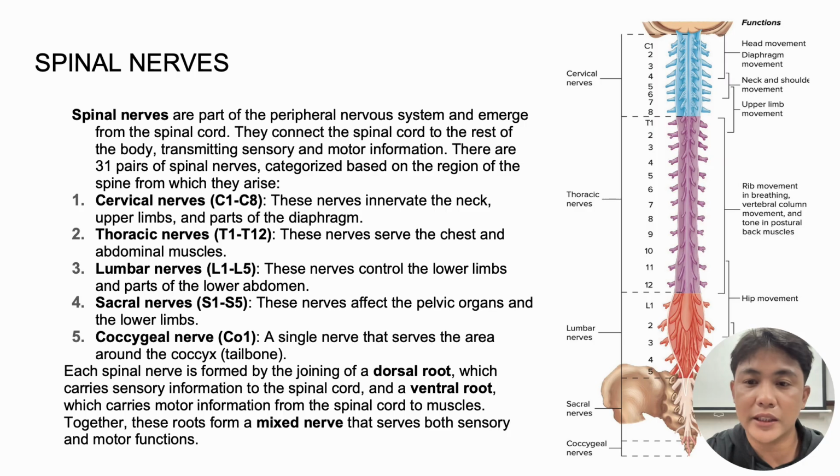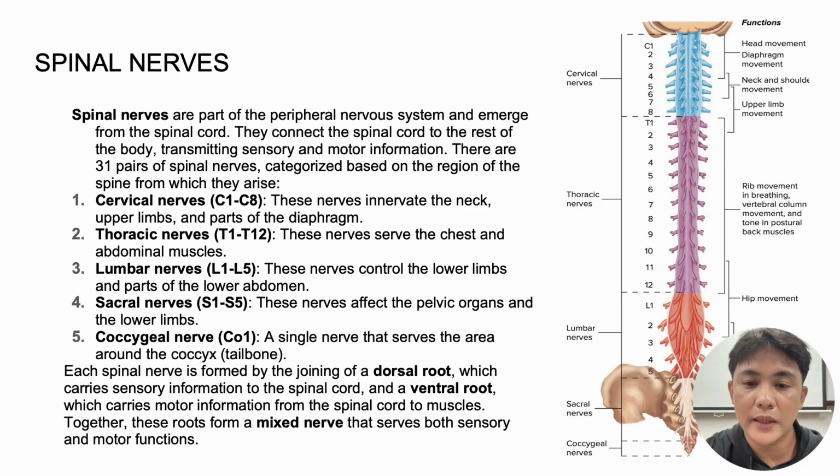Think of spinal nerves as the body's communication cables. They allow the brain to receive information such as pain, temperature, and touch, while also sending instructions for movement. Humans have 31 pairs of spinal nerves. These nerves emerge from different levels of the spinal cord and are named according to the region where they arise.